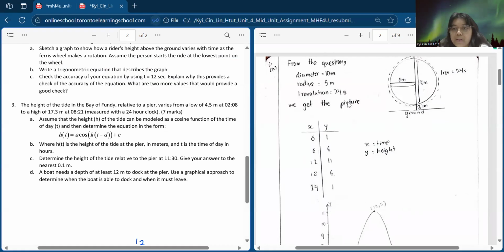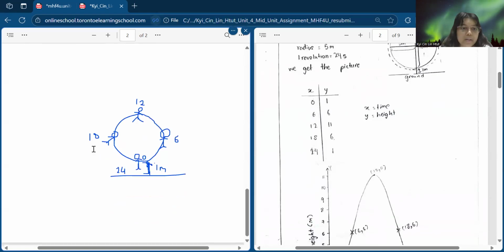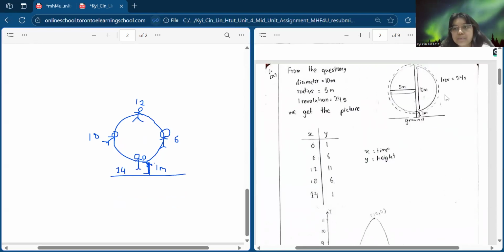Which means, here's the statement that I drew. So we know that the revolution, after 24 seconds, makes 1 revolution. Then the person starts at the lowest point here, which means when the person is at 12 seconds, which is half of 24 seconds, the person will be at the highest. And just like that, we can also divide the 12 seconds by another 2, then that person will be halfway to the highest point.